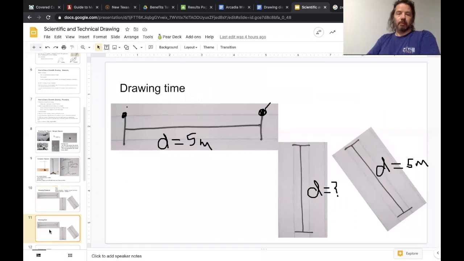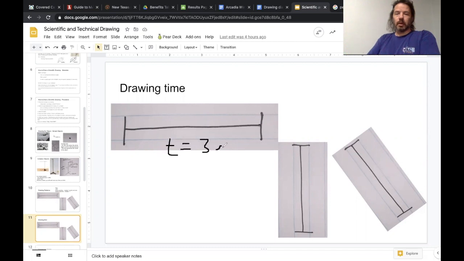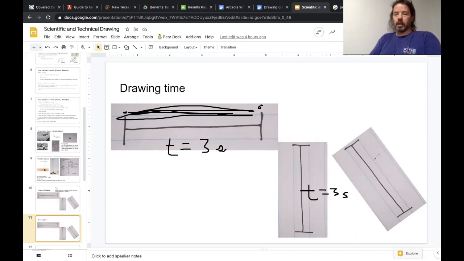Next is time. How do we draw time? Same way. Time equals 3 seconds. I'm going to use a cursive S so it doesn't look like a 5. Here is the beginning of the time, here is the end of the time, and that happens right in here. So that was 3 seconds. Time equals 3 seconds, or time equals question mark.